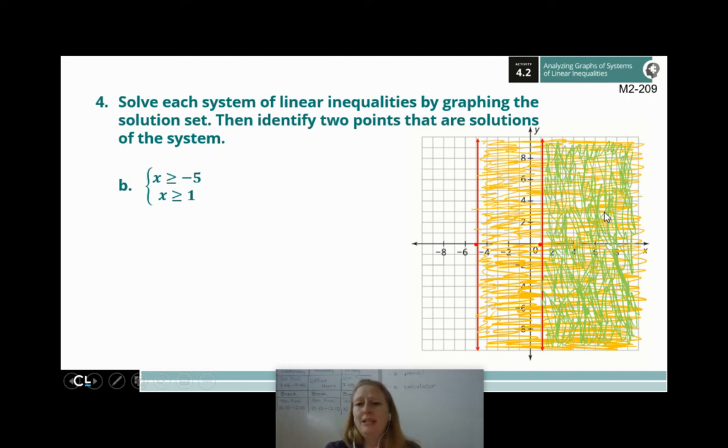So if you want to identify 2 points that are solutions, pick any 2 points over here. Let me grab my pen. I'm going to pick this point. That seems like a good point. So 2, 0 is a solution. It's in the overlapping bit. I'm going to pick another point, like this point. That's 5, 5? Sure. So 5, 5 is also a solution. There's a lot of solutions. You could have picked any points. Any points in the overlapping field is, of course, a solution.